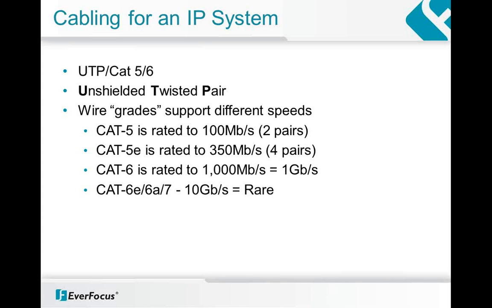Cat5e is rated at 350 megabits per second. Cat6 is rated at 1,000. Cat6e, 6A, or 7 is rated at 10 gigabits per second, which is kind of rare. Most people will use Cat5e or Cat6, depending on the installation, the lengths, etc.